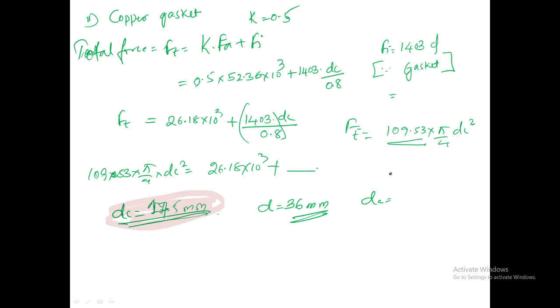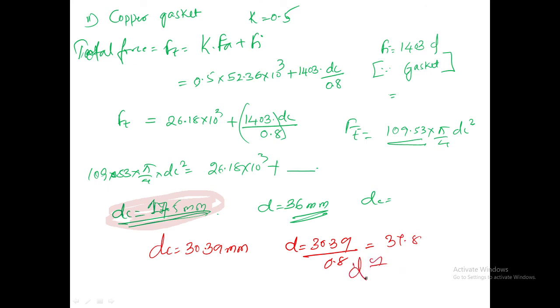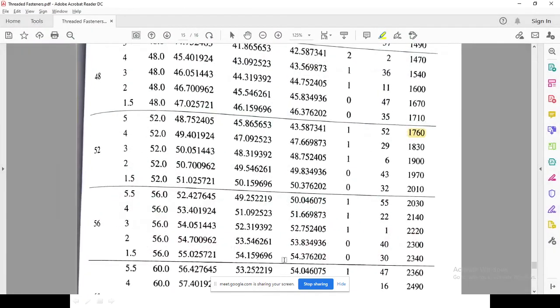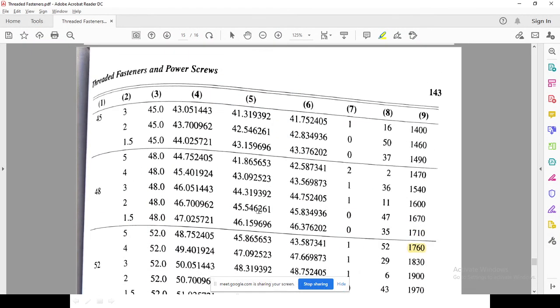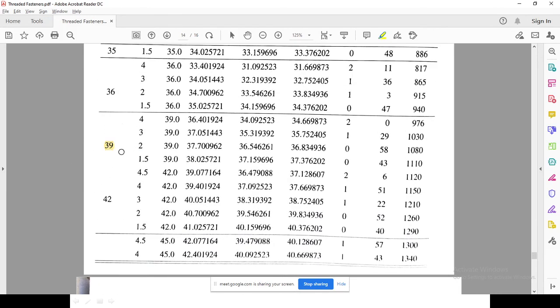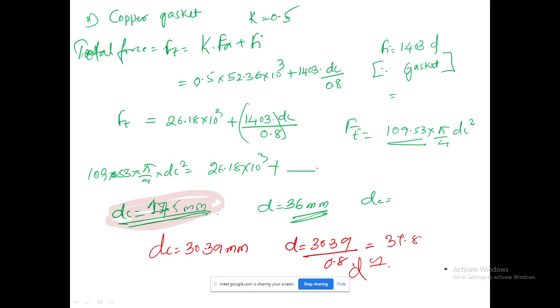Am I audible or not? Hello? Yes, sir. DC equal to 30.39, sir. Okay, 30.39 mm is correct. So now D equal to 30.39 divided by 0.8, that is 37.8. You go for standard diameter. Again you refer design data book. Now you have 39 here. Then suggest D equal to 39 mm.